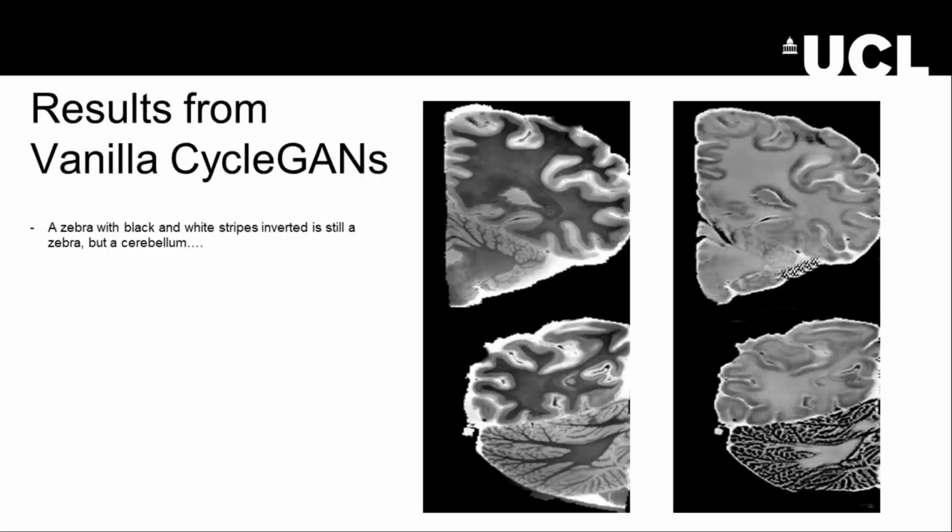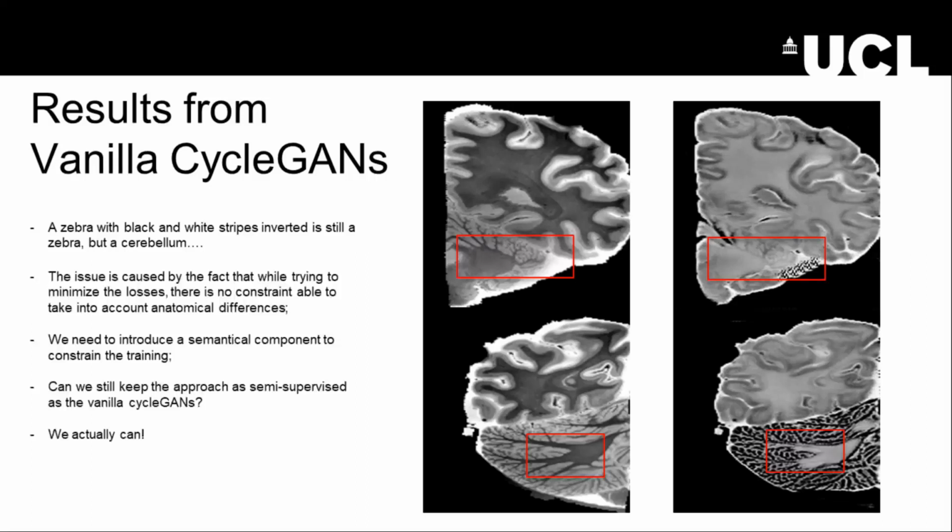At first glimpse, I think they look nice, but the problem is that we have a cerebellum and we don't have a zebra. What happens is that when you invert the white and black stripes on a zebra, it's still a zebra. If you invert the white matter and the gray matter in the lines of the cerebellum, it's not anymore a normal cerebellum, it's something that is wrong. And this, of course, causes a lot of problems to the actual registration, so we need to come up with something to actually constrain even more the training.